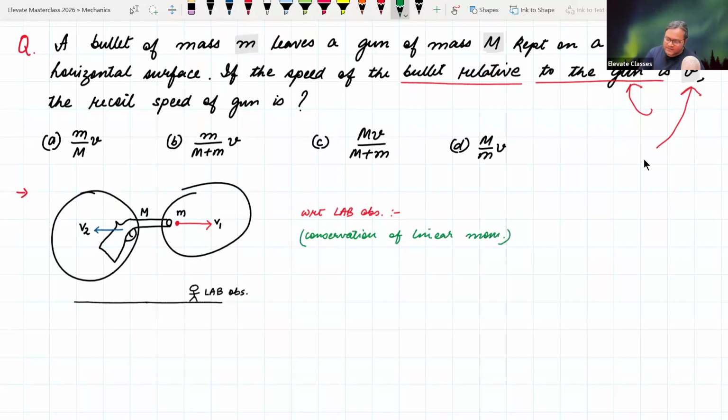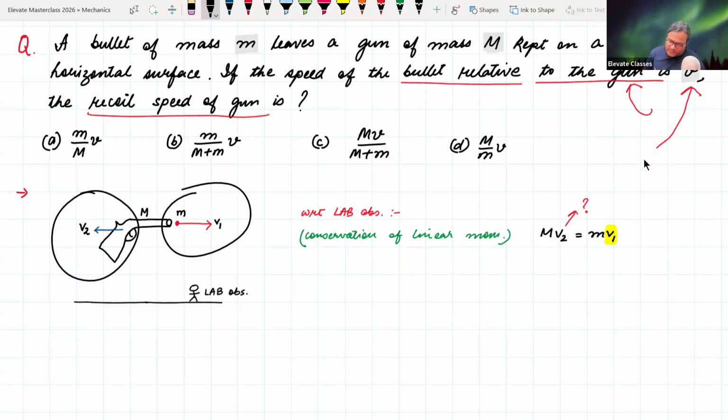So now if I apply conservation of linear momentum, what do I get? Capital M V2 is equal to small m V1. That's it. No issues. But V2 is the velocity of the gun with respect to the lab observer, which is what the question is asking, the recoil speed of the gun. And V1 is the velocity of the bullet with respect to the lab observer. That is not given in the question. What is given in the question? The velocity of the bullet with respect to the gun is given.